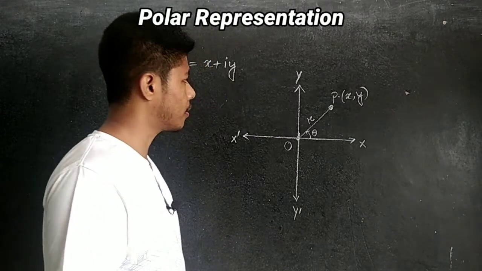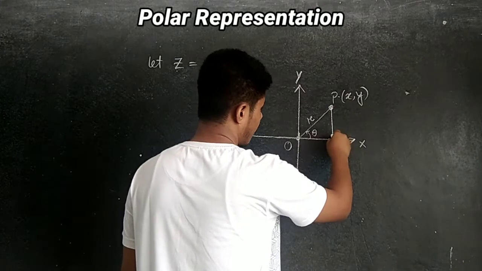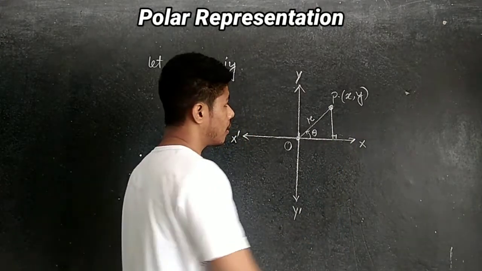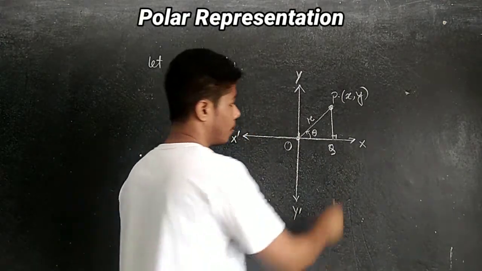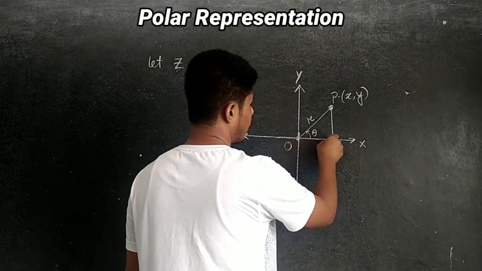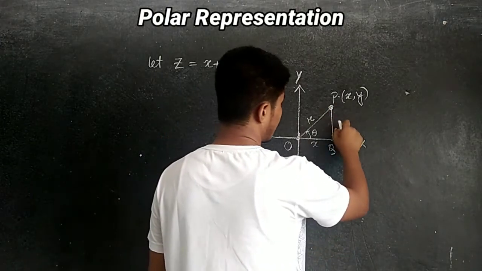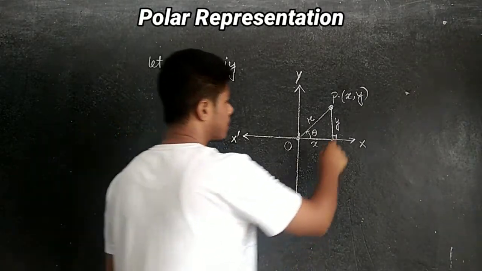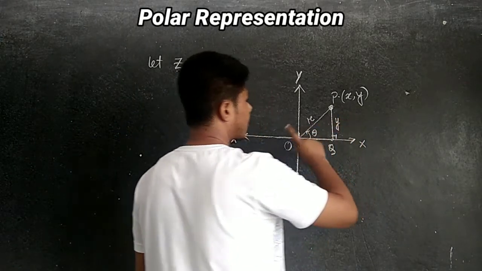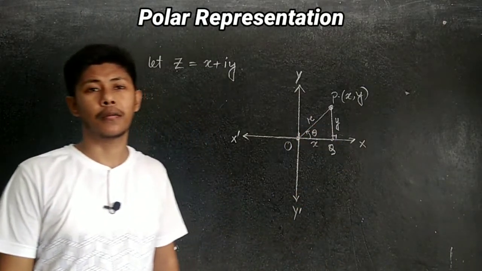Now let's see here. From P, we draw a perpendicular on the x-axis and denote this point as Q. Now from O to Q the distance is x, and from Q to P, or PQ, the distance is y. So we have to convert this xy coordinate. xy is the Cartesian form and r theta is the polar form.